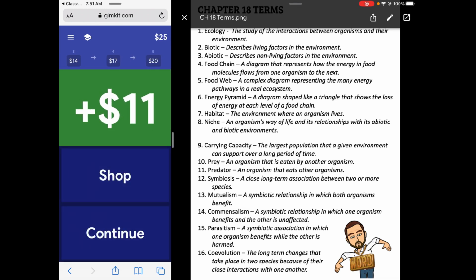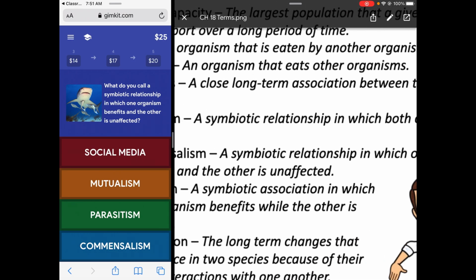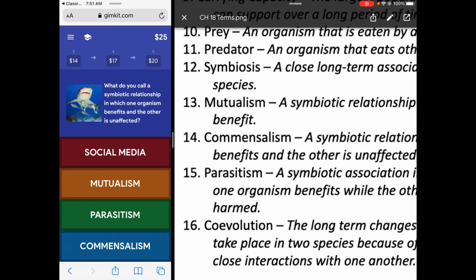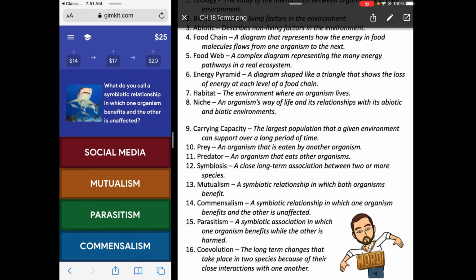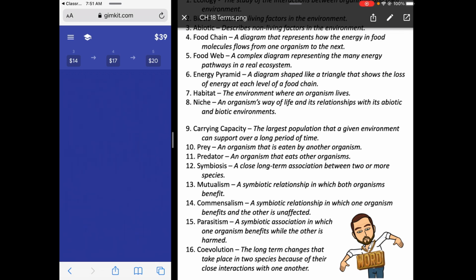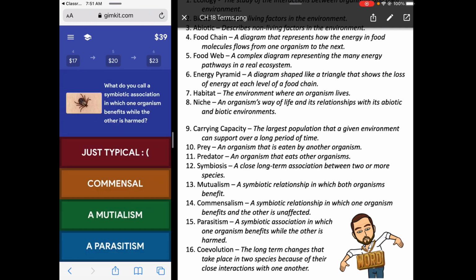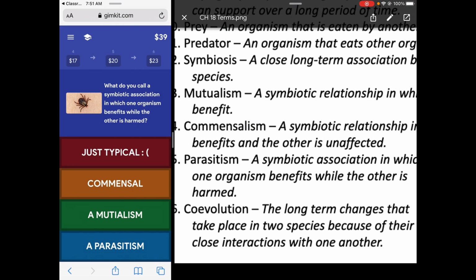All right, continue. What do you call a symbiotic relationship in which one organism benefits and the other is unaffected? So I've got my symbiotic relationships. One organism benefits and the other is unaffected. This is that shark and remora from the book, the little skinny fish underneath. And so that is a commensal. Awesome. All right, next up. Oh, we know this type of relationship. A symbiotic association where one is benefit and one is harmed.